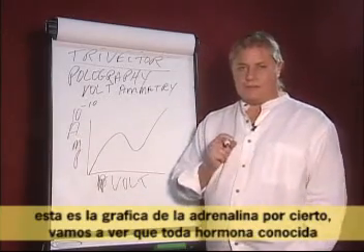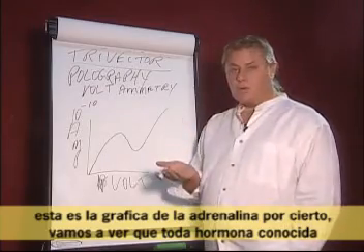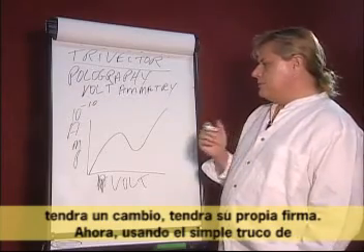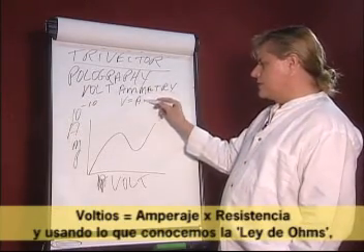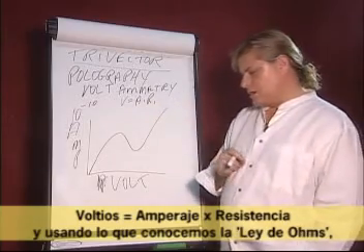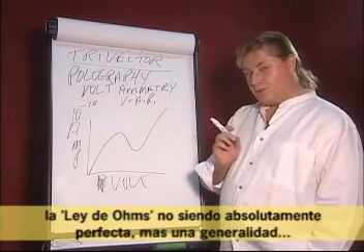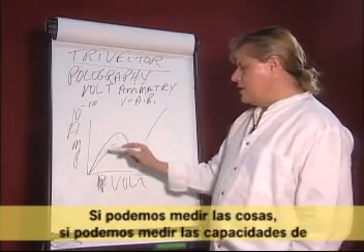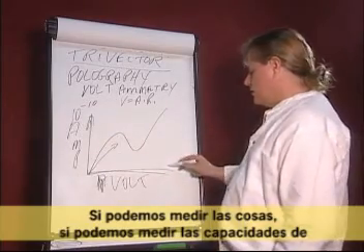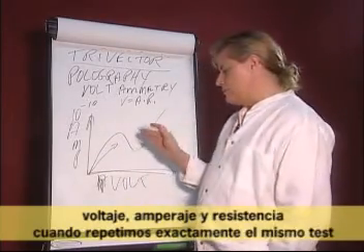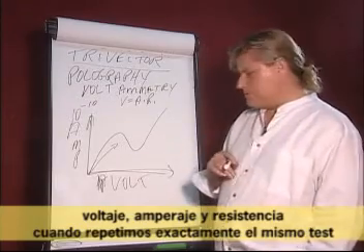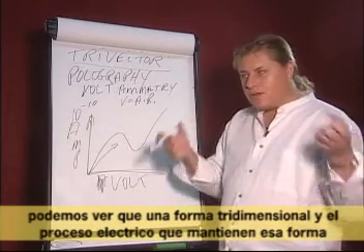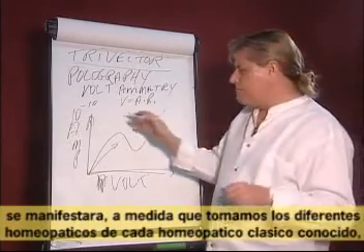This is the picture of adrenaline, by the way. We're going to see that every known hormone will have its own signature. Now, by a simple trick of using volts equals amps times resistance and using what we know as Ohm's law, not being absolutely perfect, it's more of a correlate, we can generate what I call the trivector. If we measure the items, their voltage, amperage, and resistance capacities, when we do exactly the same test, we can see that a three-dimensional shape, an electrical process that helps to hold that shape, will manifest.